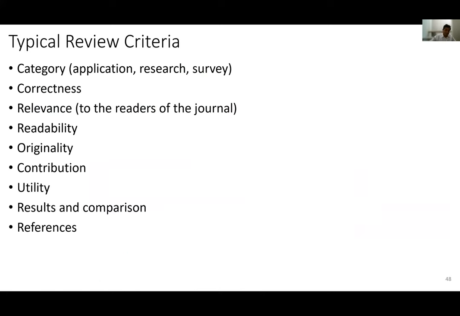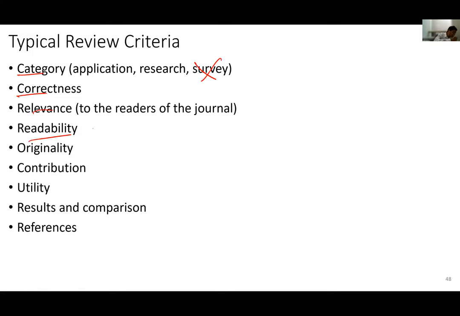So when people review a paper, these are the typical criteria that they look for. First of all, the category: is it application, research, or survey? We don't usually write survey papers. We are not experienced enough. Usually correctness: is the paper theoretically correct? Relevance: is it relevant to the conference or the journal? Because you cannot submit a power electronics paper to an image processing journal, that kind of thing.